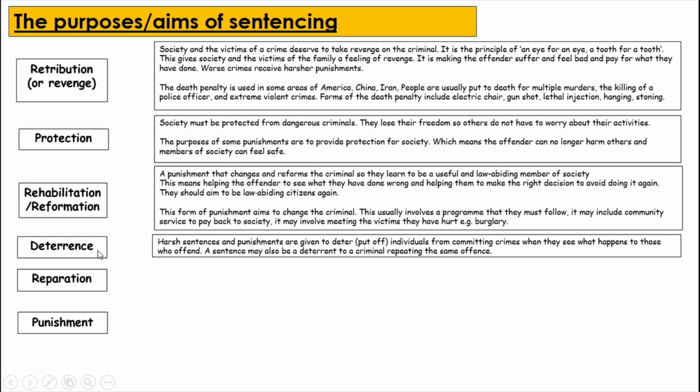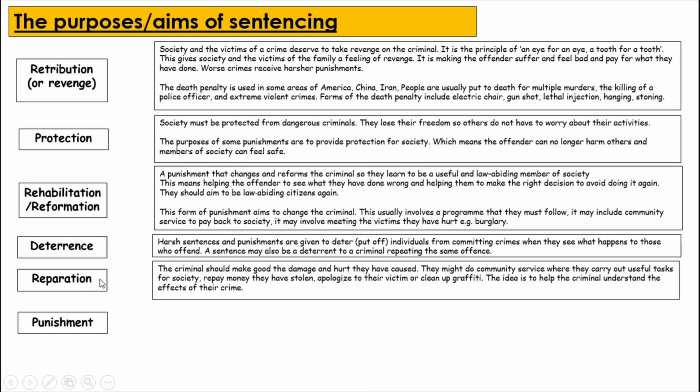A case study where we could see deterrence taking place was after the Tottenham riots, where many of the looters and rioters were given really harsh sentences that many said were not proportionate to the crime committed. However, this was a way that the legal system could deter others from committing riots in the future and preventing people getting involved in a riot if a riot does ever take place again.